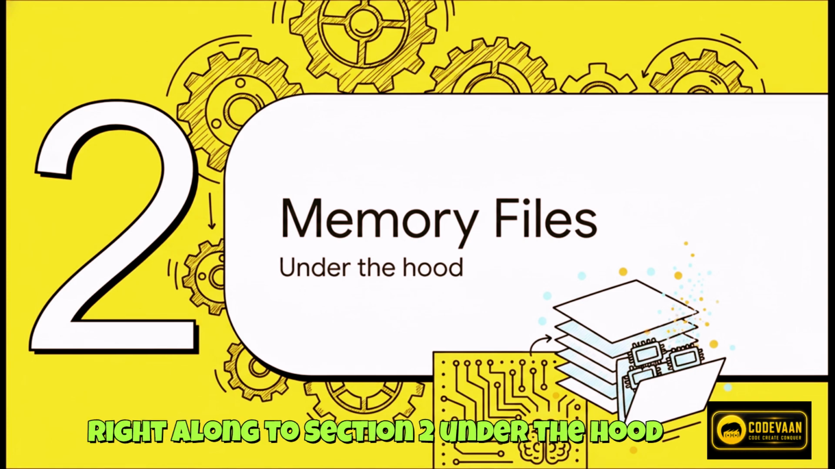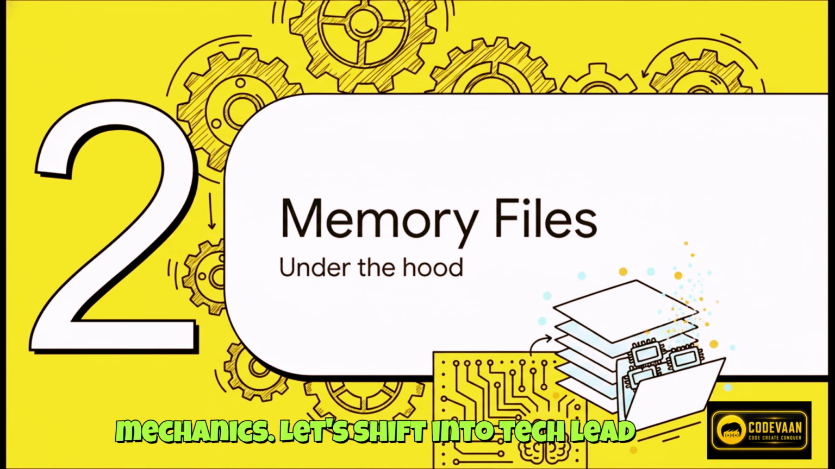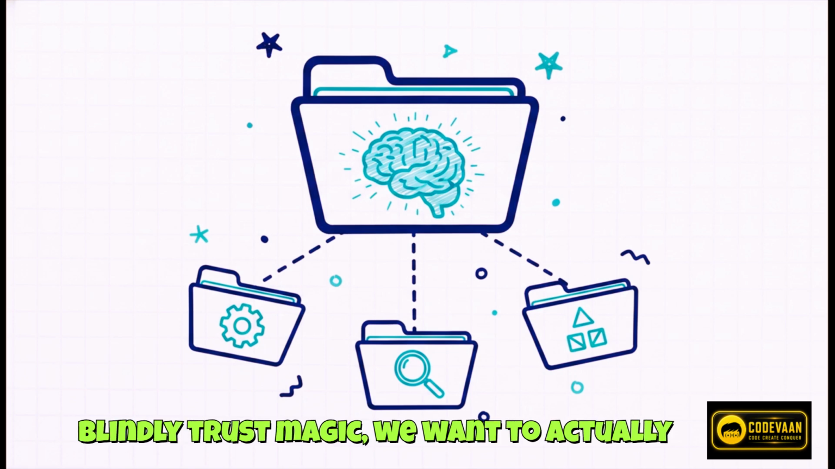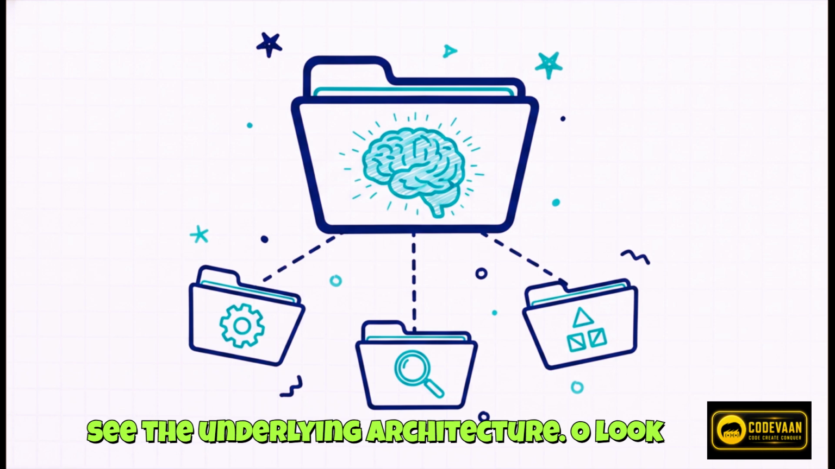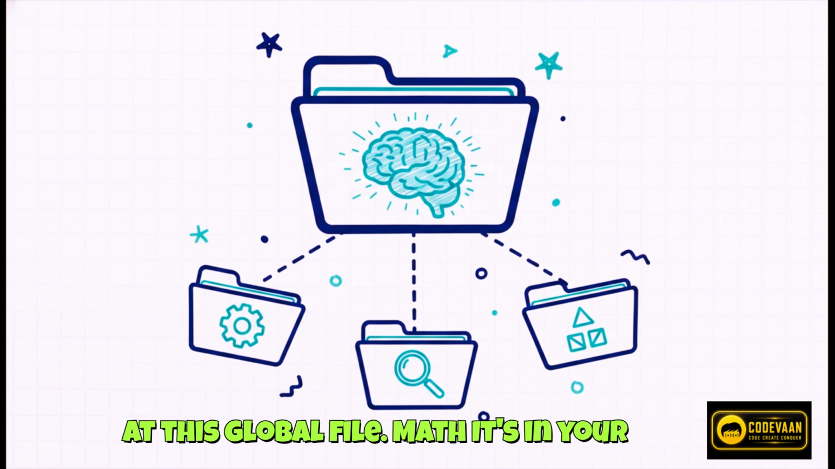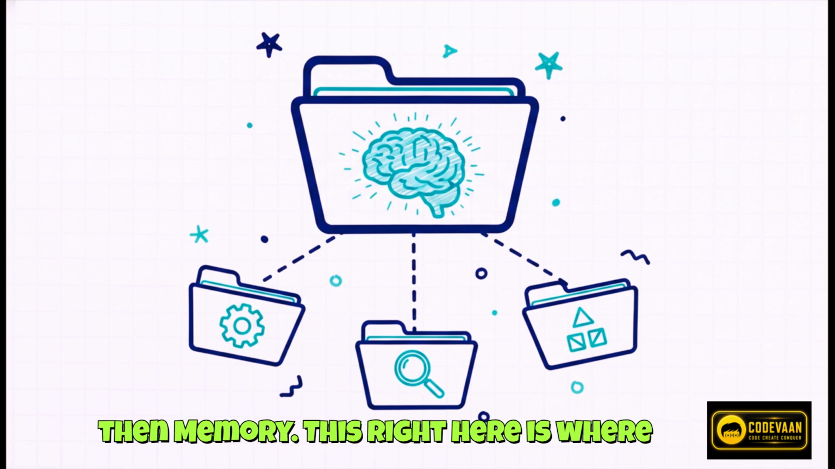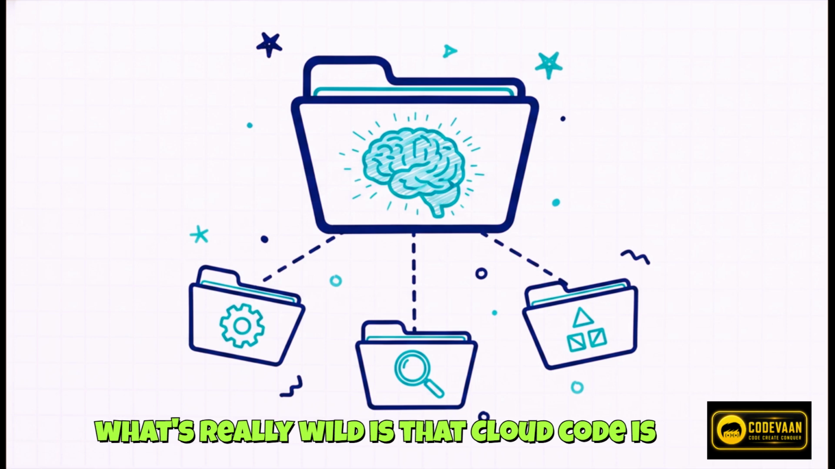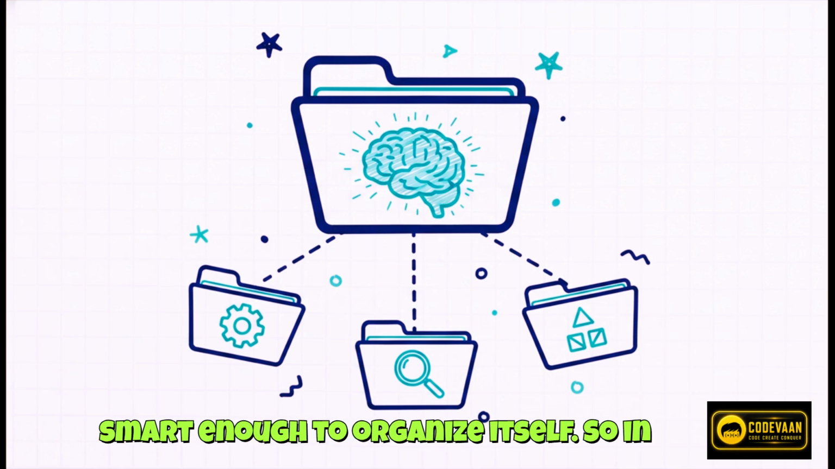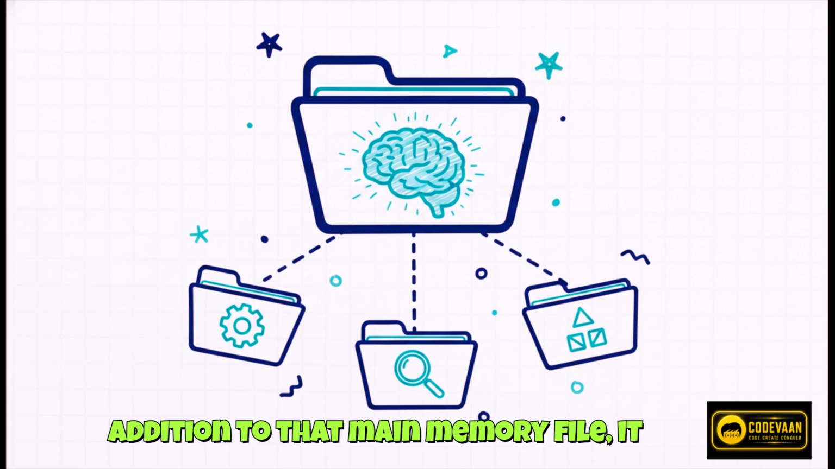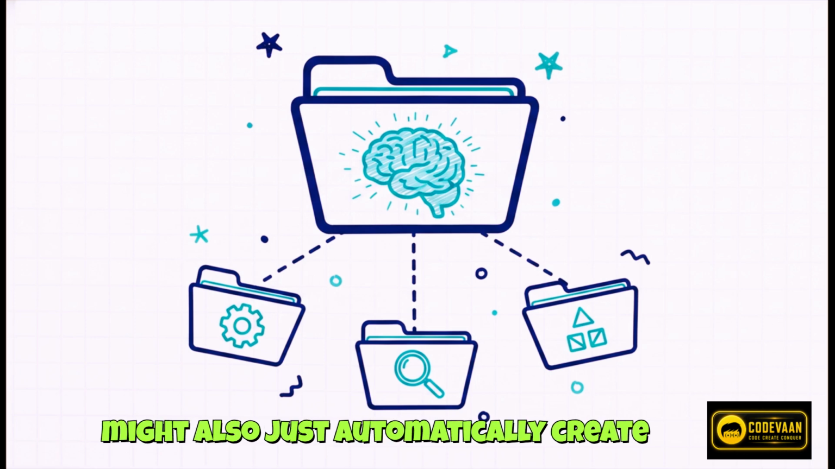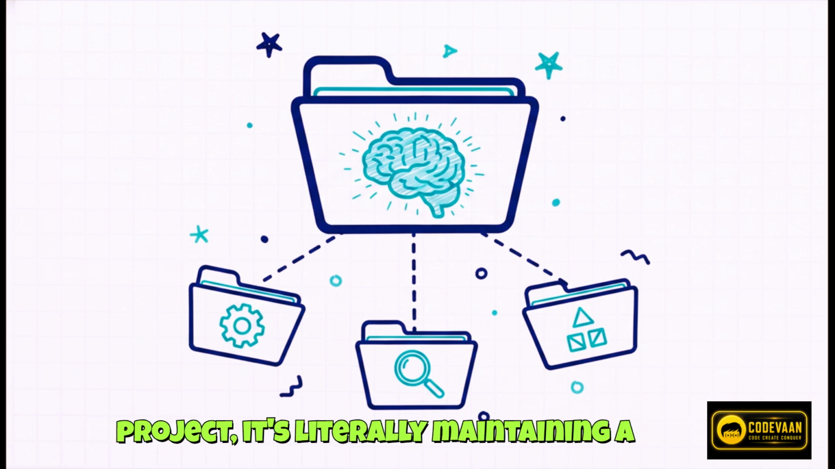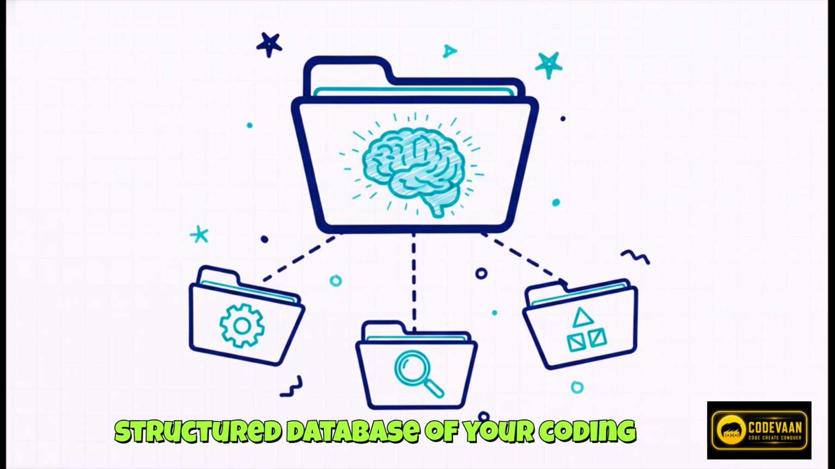Moving right along to section 2, under the hood mechanics. Let's shift into tech lead mode for a second here. We don't just blindly trust magic. We want to actually see the underlying architecture. So look at this global file path. It's in your home directory under .claude, projects, and then memory. This right here is where Claude stores its primary memory.md file. But what's really wild is that Claude Code is smart enough to organize itself. So in addition to that main memory file, it might also just automatically create topic-specific memory files right in that exact same path, perfectly customized per project. It's literally maintaining a structured database of your coding habits.